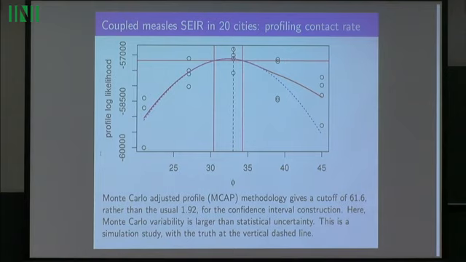Okay, and this is again a validation study. This is a simulation study, the MCAP. Although we never know what this vertical shift is here, we know the actual profile is somewhere up here, but the statistical properties of the Monte Carlo adjusted profile still seem to work.